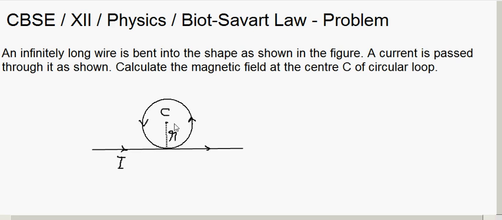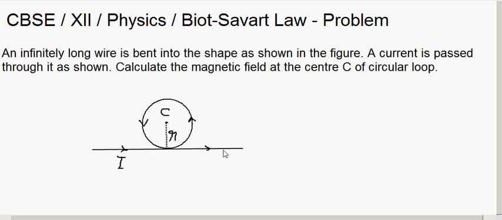Now the magnetic field here at the center is due to two things. One is the field produced due to the current in the circular loop. Another one is the field produced due to this long straight wire. We need to calculate first the field due to the circular loop, also the field due to the straight wire. Then we have to add them vectorially depending upon their direction.